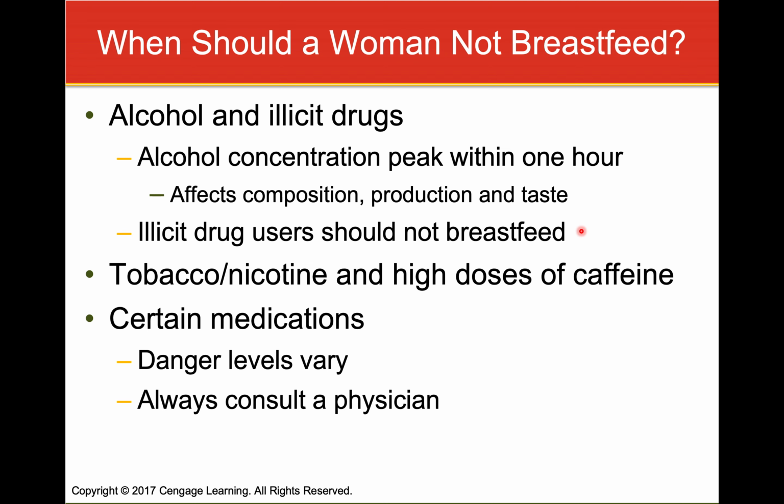Illicit drug users should not breastfeed. So if you are participating in any illicit drug use, you are discouraged. The use of tobacco, nicotine, and high doses of caffeine can affect the composition of breast milk, and certain medications. So we don't go into any detail here, but there's going to be different danger with different medications and how much is taken. And so it's always important to consult a physician if you have any unique medications that you're taking.